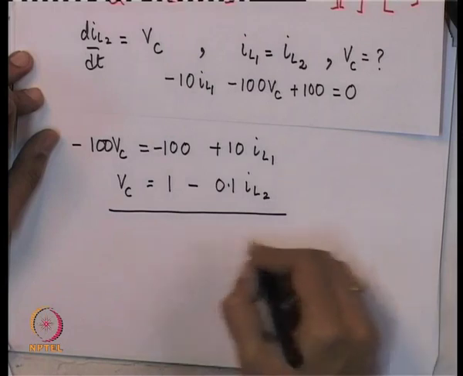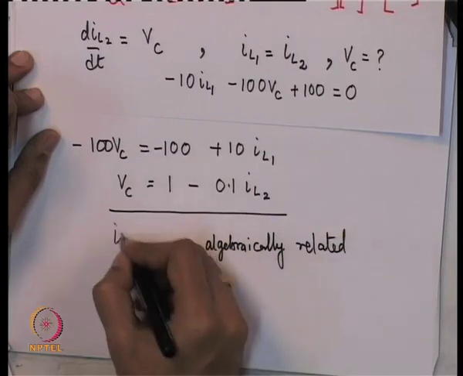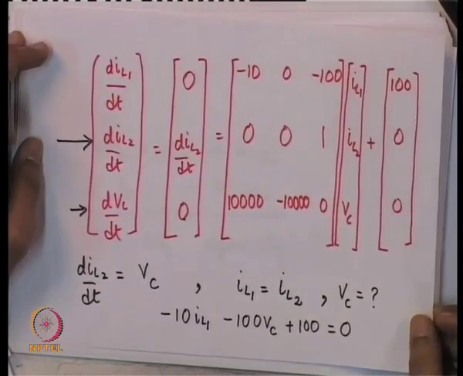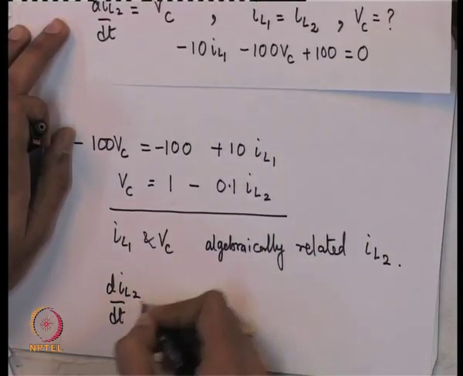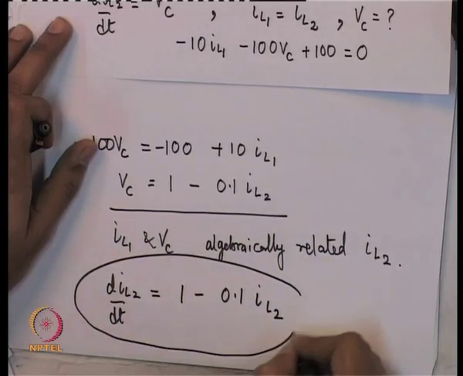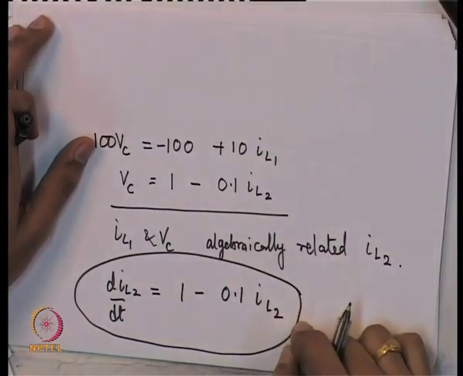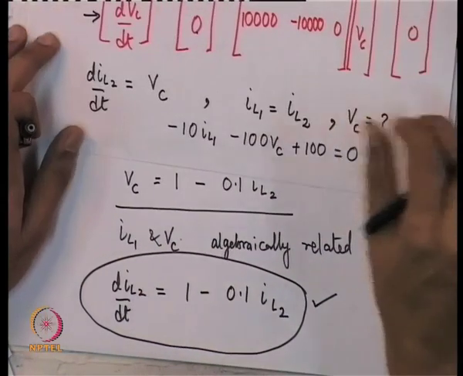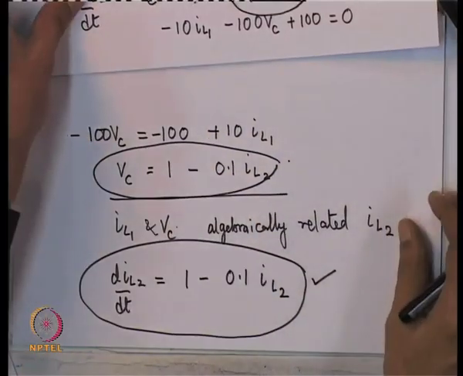So, IL1 and VC are algebraically related to IL2. So, what we have is basically a state space equation: dIL2 by dt is equal to VC, which is nothing but 1 minus 0.1 IL2. So, this is my one and only differential equation if I make this approximation. You have reduced your system size to this, okay? And if you want to get VC and IL1, you have to use this algebraic equation and this algebraic equation.